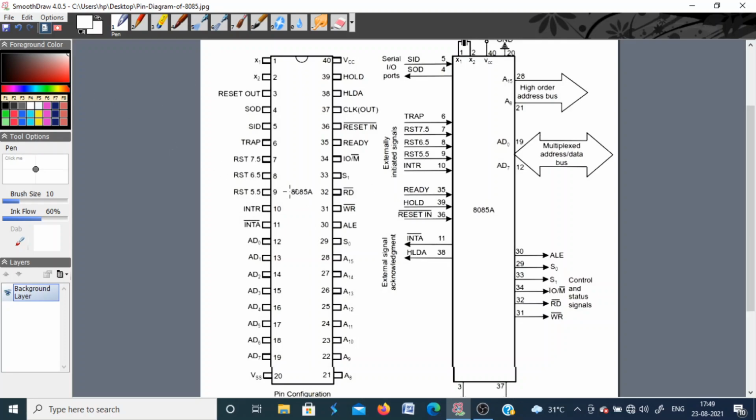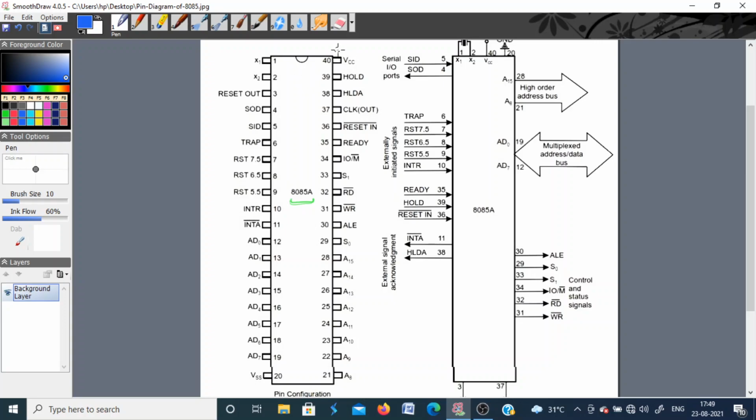8085A or 8085. In fact, 8085 is the advanced version of 8085A. It includes all the instructions of 8085A plus two more additional instructions. Otherwise, the pin configuration is the same for both the processors. So we see what are the different pins available on this IC.